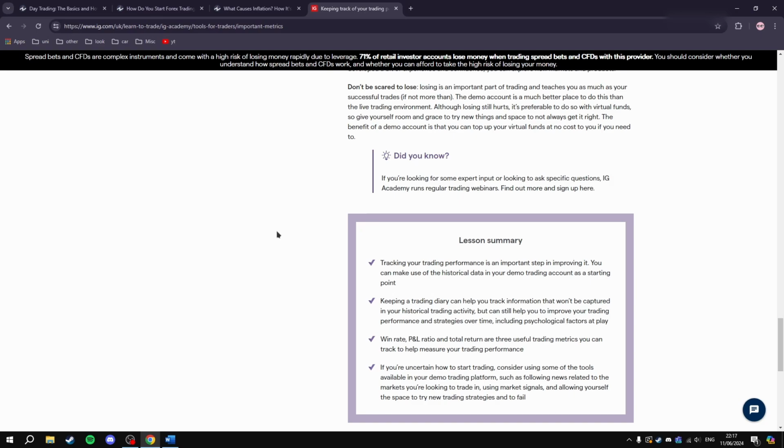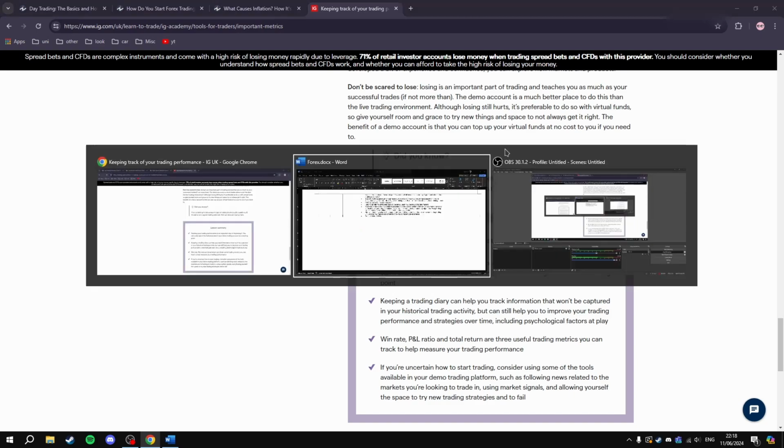Oh, so you can refill your account and just keep using it. Oh, that's nice. The benefit is that you can top up your virtual funds at no cost to you if you need to.